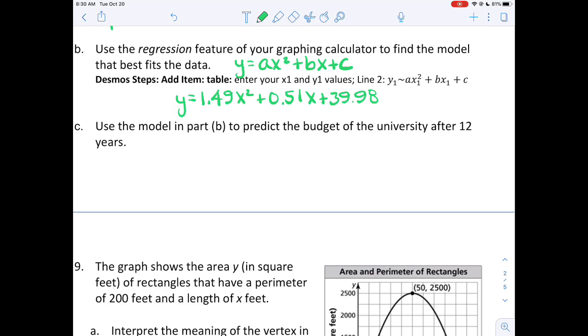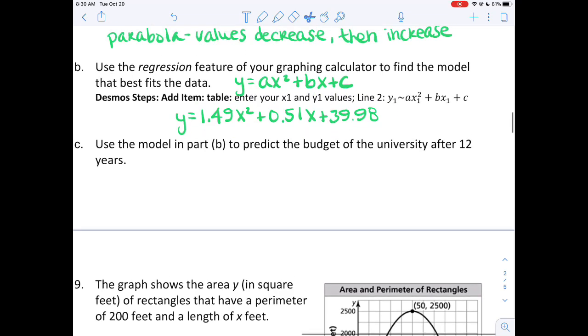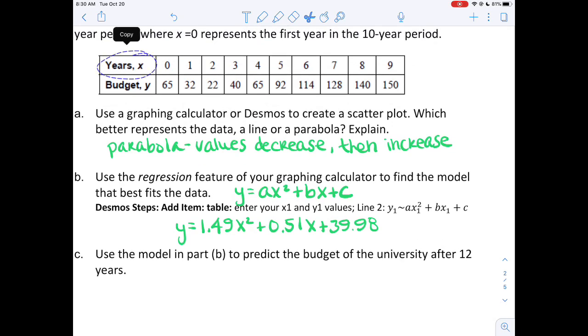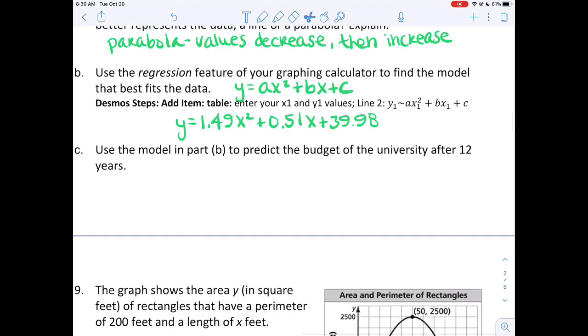Now what we want to finally do is use the model that we created, this equation, to predict the budget of the university after 12 years. Now remember that years was my x value, so that means that everywhere that I see an x in the equation, I'm going to plug in 12, and I'm going to solve for the budget y. So let's do that. I'm going to say that y is equal to 1.49 times 12 squared, plus 0.51 times 12 plus 39.98.